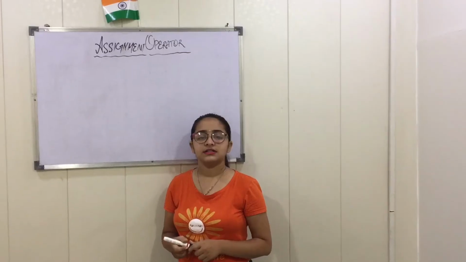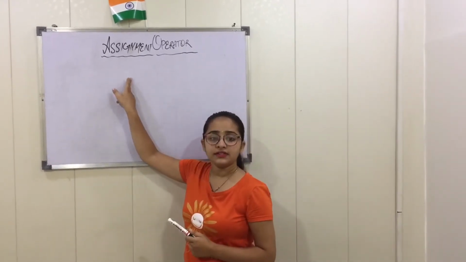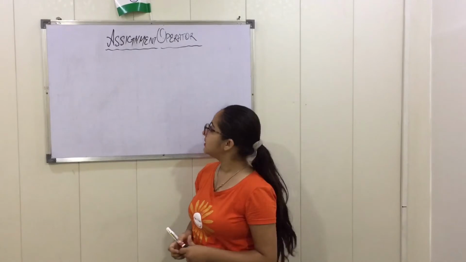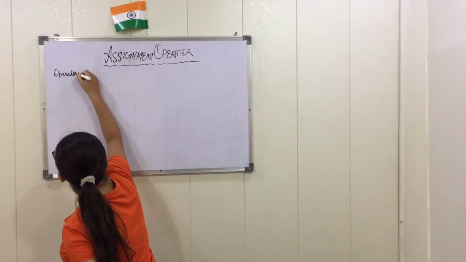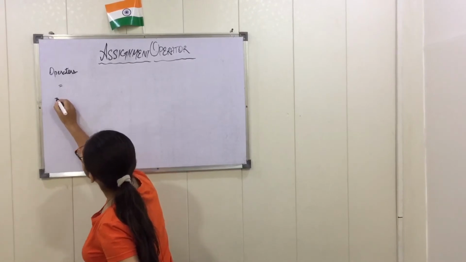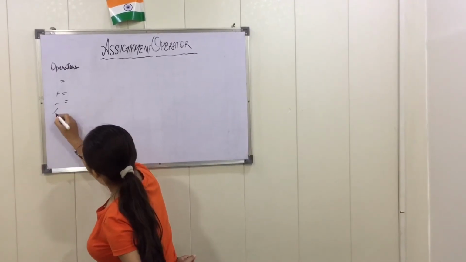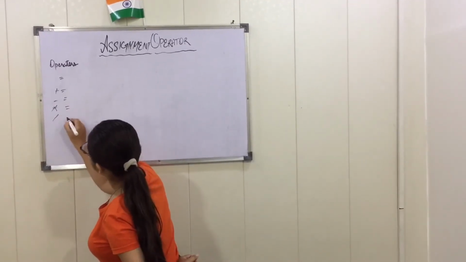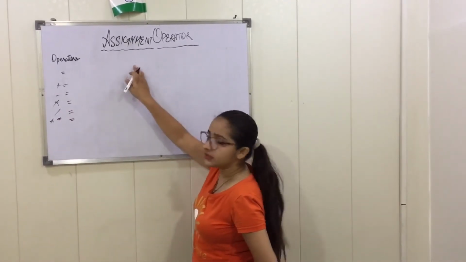So today we are going to discuss the topic assignment operators in the Python programming language. The assignment operators are used to assign values to variables. The operators are: equals to, addition equals to, subtraction equals to, multiplication equals to, divide equals to, and exponential equals to. So these are the assignment operators.